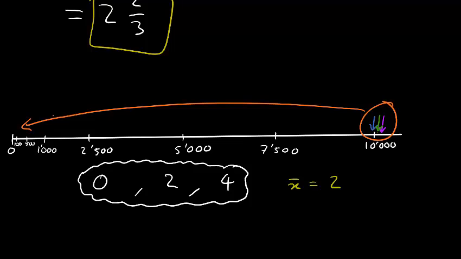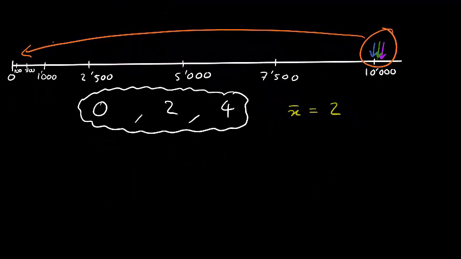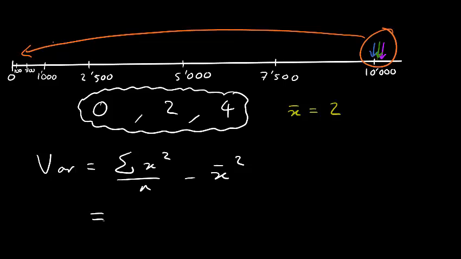Then what I'm going to do is pick those numbers up, those 10,000, 10,002, 10,004, my original data set, and drag it down to 0 to end up with this data set, and do exactly the same thing and work out the variance. Remember, the variance is sum of x squared over n minus my mean squared. So I square all these values: 0 plus 2 squared is 4, plus 4 squared, which is 16. Divide by 3, and take away my mean squared. My mean was 2, so it's 4.